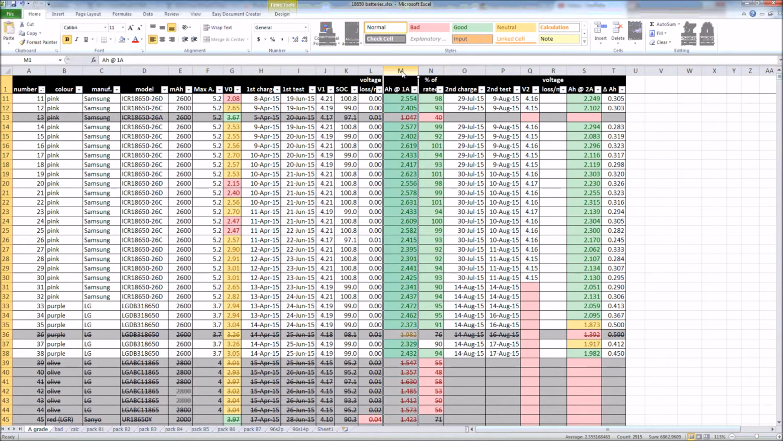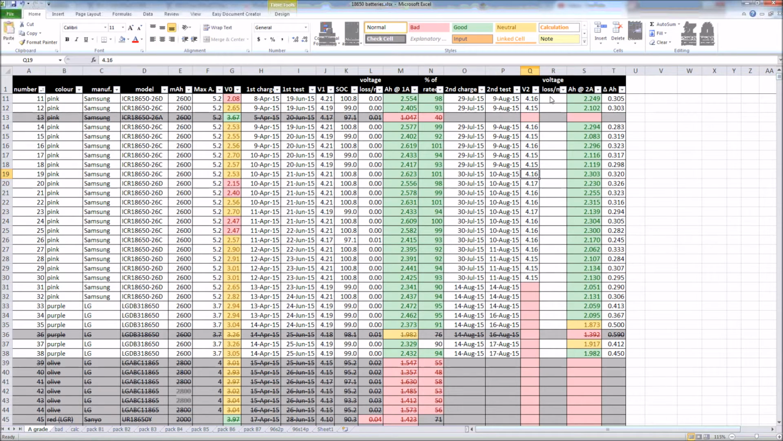Obviously this is the amp hour rating that I received from the tester. This is the percent of rated. This one's 2600 milliamp hours, so it's actually a little over 101% of rated capacity, and you see that these numbers vary based on the result here. This is the date that it was charged for a second time, and then the date that it was tested for a second time.